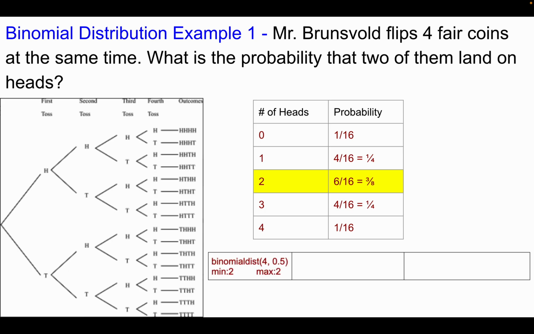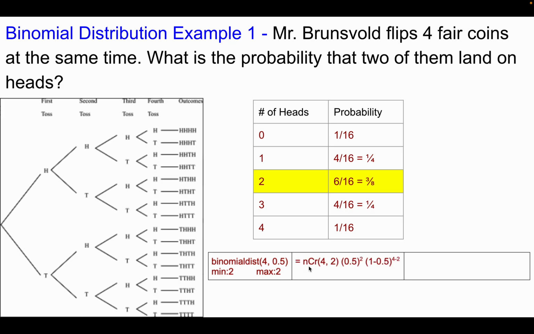First way we would do that is we're putting in 4 for n. That's the number of experiments, right? The number of trials. We flipped 4 coins. 0.5, that's the probability of getting a heads, right? So with 1 coin flip, you have a 50% chance of getting heads. And then our number of successes was 2. We're looking for the probability that you get 2 heads. So this is one way you could type this into Desmos.